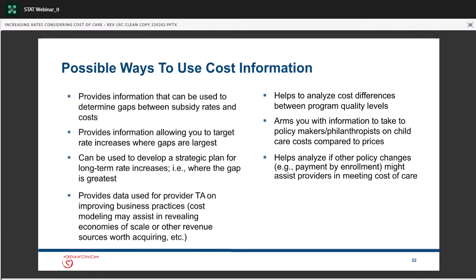There's other nuanced information that you can glean from a narrow cost analysis that can also prove useful in your overall efforts. It can help target rate increases where gaps are largest. It can inform a longer-term strategic plan for increasing rates, identifying where gaps are greatest, or supporting across-the-board increases if rates are systemically low. It can inform a lead agency's TA plan to improve provider business practices and strengthen providers' understanding of budget and service provisions to maximize revenues, among other business improvements.